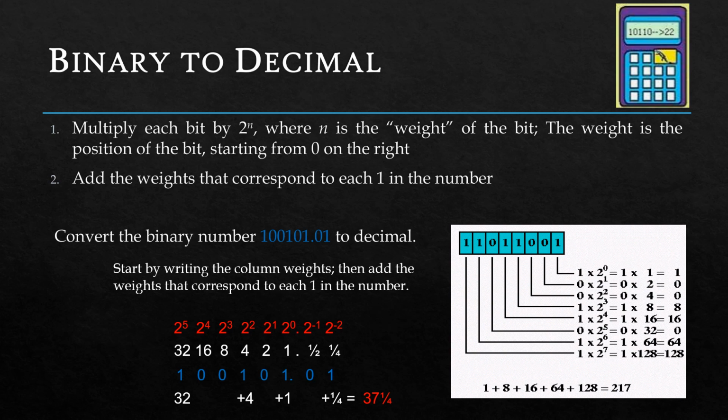Okay, so 1 into 2 power 5, which is equal to 32, plus 1 into 2 power 2, which is equal to 4, right? So 32 plus 4 plus 1 into 2 power 0. 2 power 0 is 1. So 1 into 1, which is equal to 1. So 32 plus 4 plus 1 plus 1 into 2 power minus 2, which is equal to 1 by 4. So 32 plus 4 plus 1 plus 1 by 4, which is equal to 37 and 1 by 4.